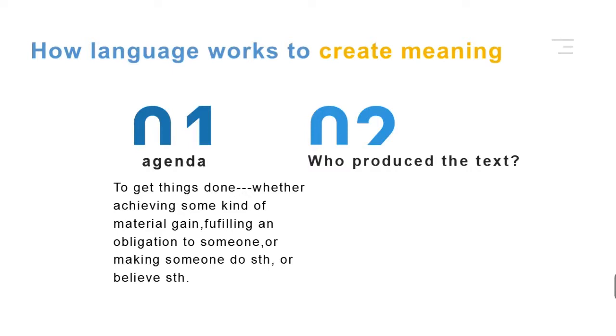The first question to ask whenever we encounter a text is, what's the agenda? The second question is, who produced the text? Sometimes it's even difficult to find out who produced the text in the first place. The text may come from an institution or a group like a company or a government, may come from an individual, or the source of the text may be a complete mystery to us. So we can never really critically assess a text unless we have some ideas about these two points, the agenda and who produced the text.